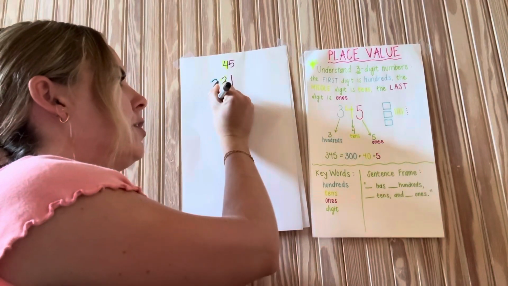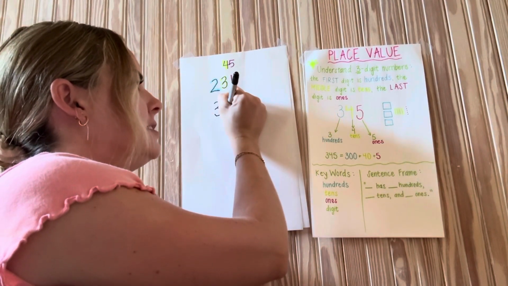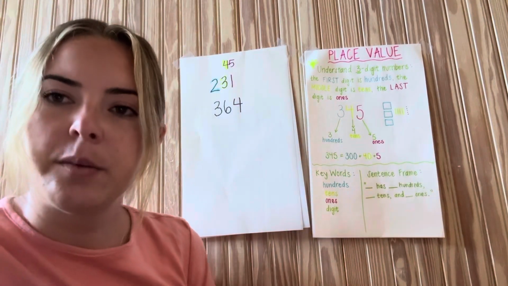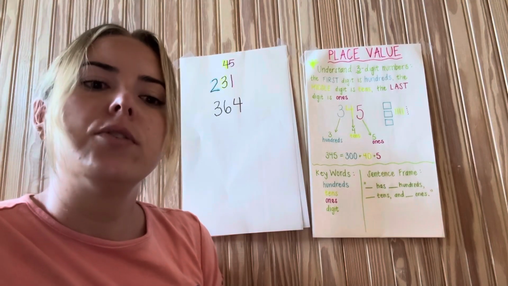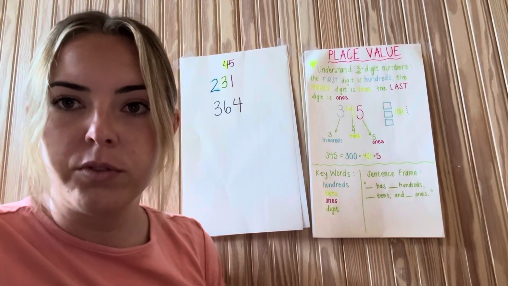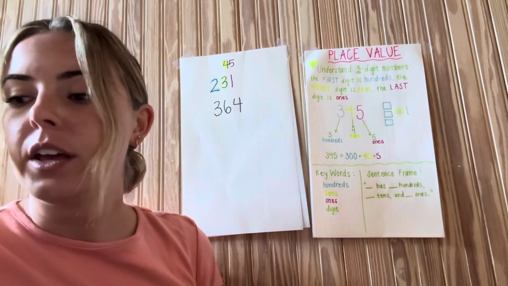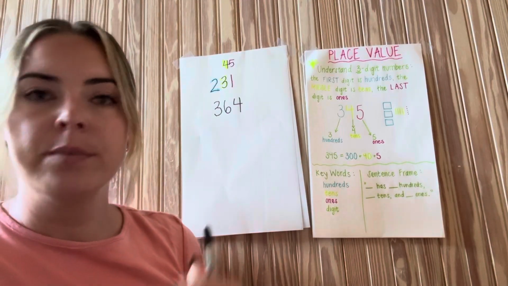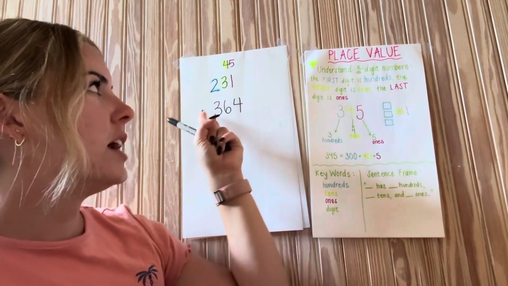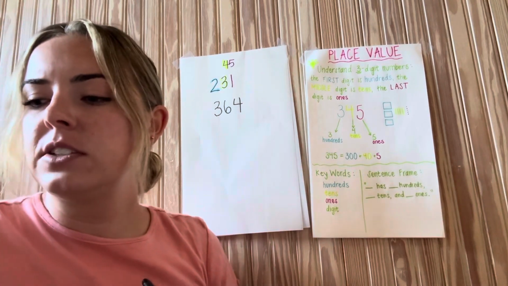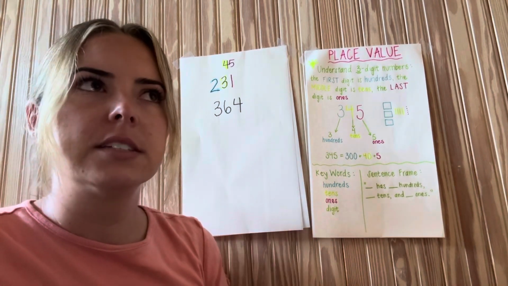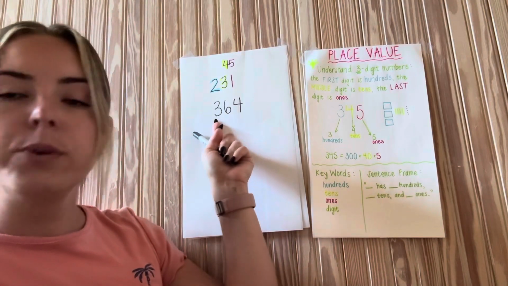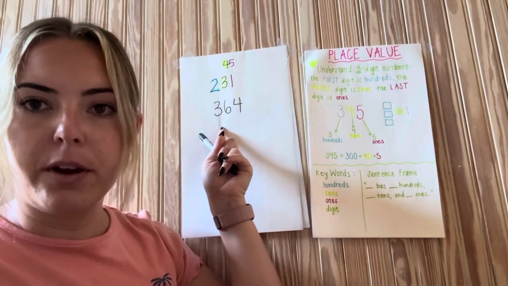Let's look at the number 364. If we don't have blocks, but we want to solve the place value for this number, let's start from the beginning and break it down. The first digit is the hundreds. Looking at this number, what is the first digit? What is the hundreds for this number? That's correct. It is the 3. That is the first digit of this number.